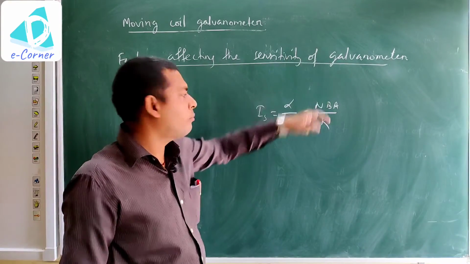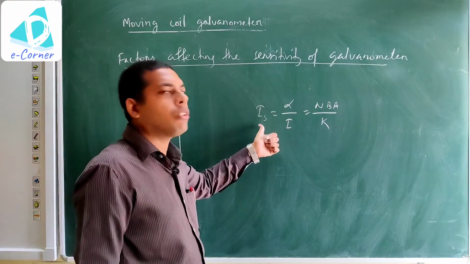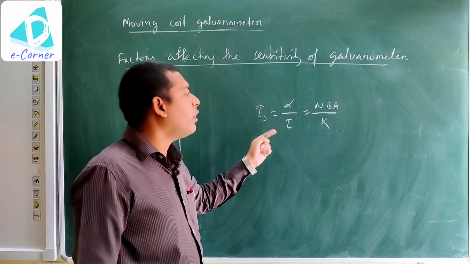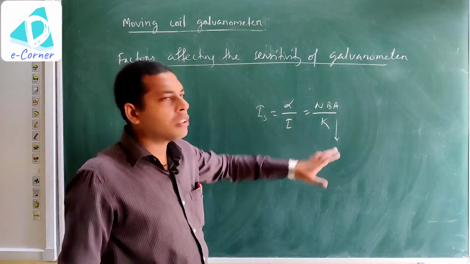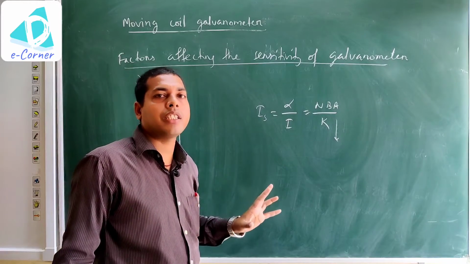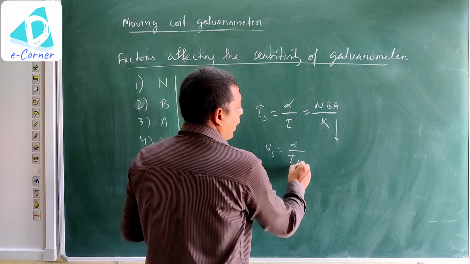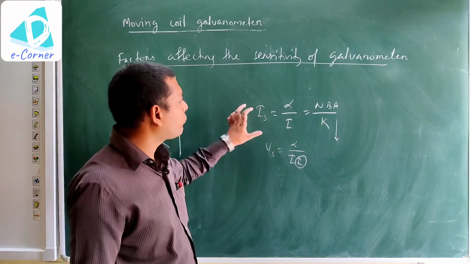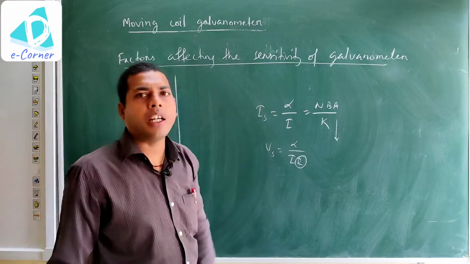If N increases, then current sensitivity will increase. If B increases, then also current sensitivity will increase. If area increases, then also current sensitivity will increase. And if the torsional constant of the material is decreased, then current sensitivity as well as voltage sensitivity increases. Why? Because voltage sensitivity is nothing but alpha by I into R, and here we are dividing by the resistance only. Got it? So all these parameters are the factors on the sensitivity of the galvanometer.